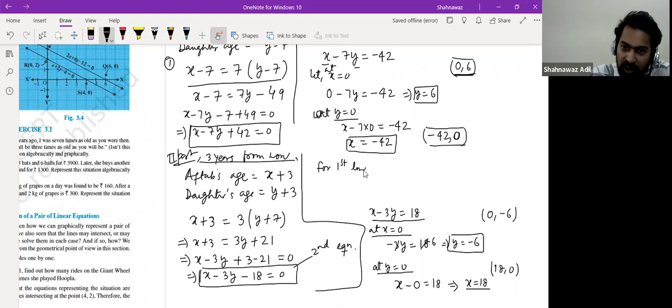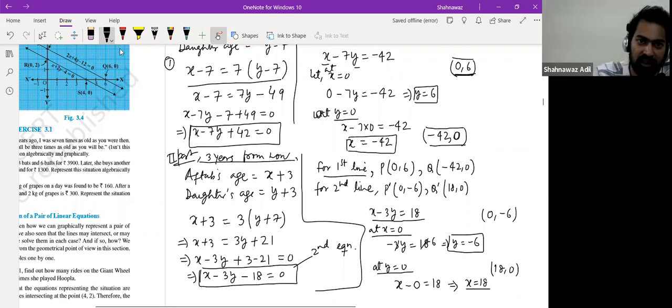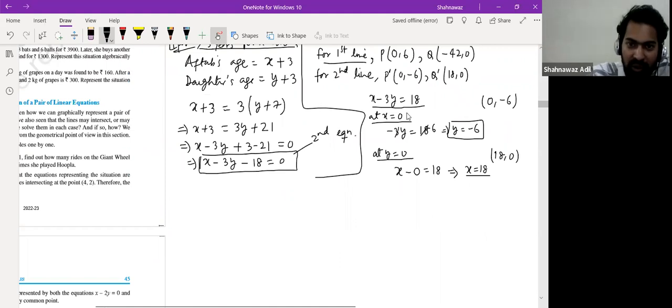For the first line, you have the points P, 0 comma 6, and Q, minus 42 comma 0. And for the second line, you have P dash, 0 comma minus 6, and Q dash, 18 comma 0. So should I rub these calculations? Yes, let's rub these and remember only the points, because we have already calculated the algebraic equations. We only have to plot it in the graph. So the first part is done, the algebraic representation.